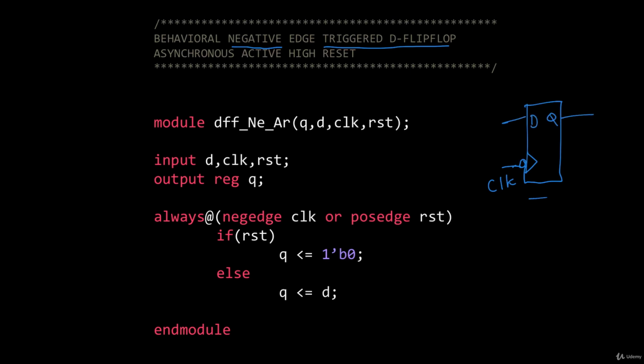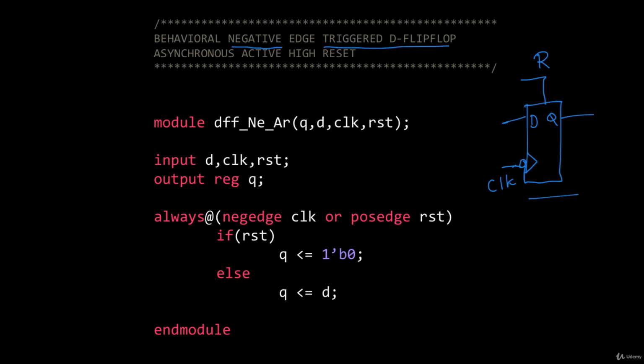So for this kind of D flip-flop with the active high reset, there is no bubble at the reset. That means it's active high. Now you have no way of knowing whether it's asynchronous or synchronous by looking at the symbol. As a designer, you will know it is synchronous or asynchronous.